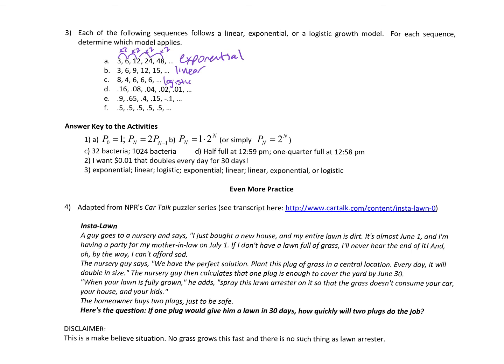0.16, 0.08, 0.04, 0.02, 0.01. These are being halved. 0.16 divided by 2 is 0.08, divided by 2 is 0.04, and so on. So if you're multiplying or dividing by the same thing, that's exponential. If you are adding or subtracting the same thing, it's linear.